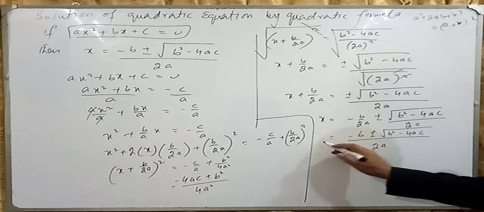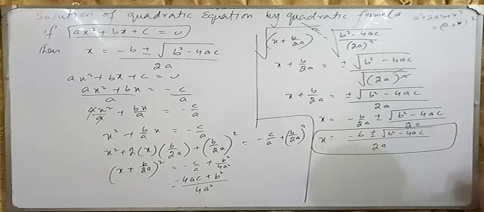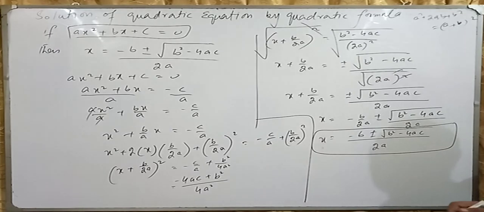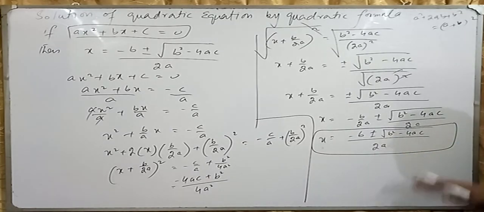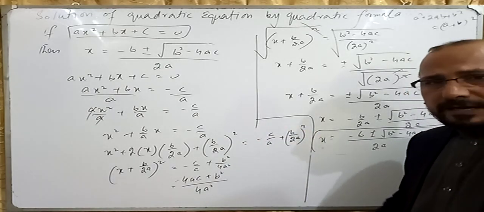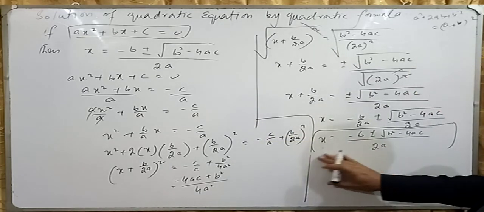So if you see, we have the quadratic formula, that one. Minus b plus minus under root b square minus 4ac divided by 2a. We will use this formula. This is very much easy to use. The derivation of this formula is a little bit complicated, but it's not very much complicated. But the use is very much simple.